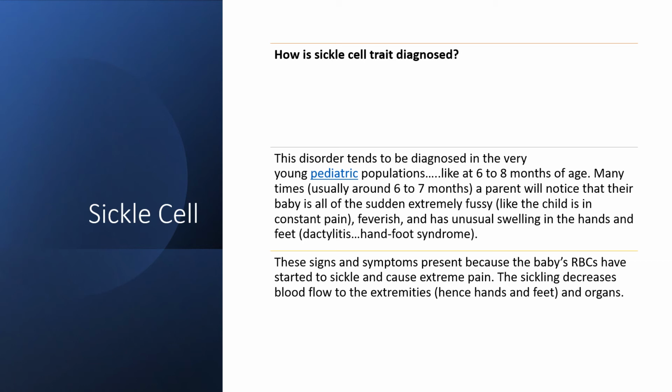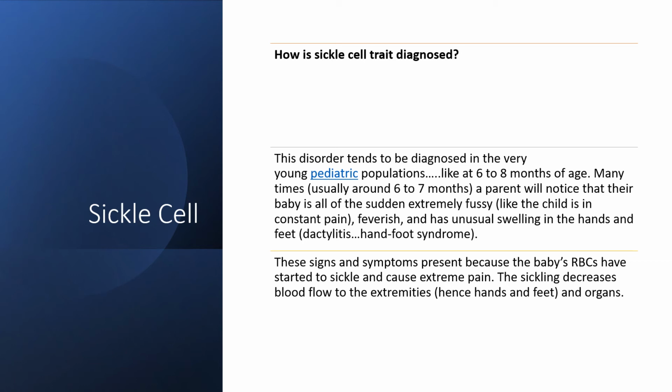That right there is where the obstruction is occurring. And of course, the inflammatory response system is also going to kick in as well. These signs and symptoms present because the baby's red blood cells have started to sickle and cause extreme pain. The sickling decreases blood flow. Remember that. It decreases blood flow. So no blood flow going to that extremity and that organ causes obstruction and low oxygenation. Ischemia equals pain. You've seen ischemia before with the heart, okay? Ischemia in the heart equals pain.